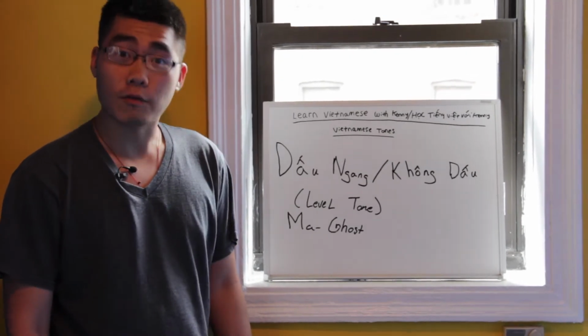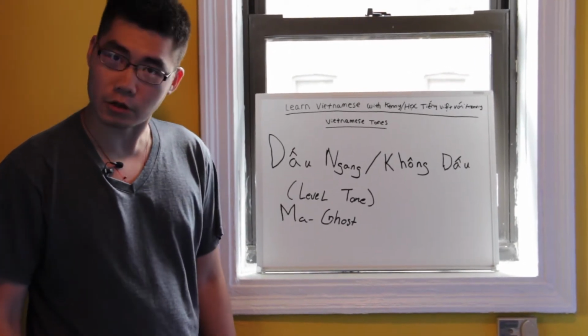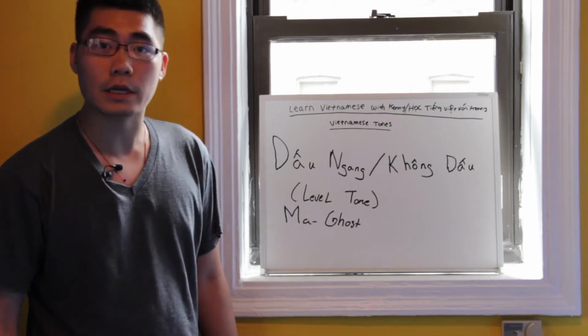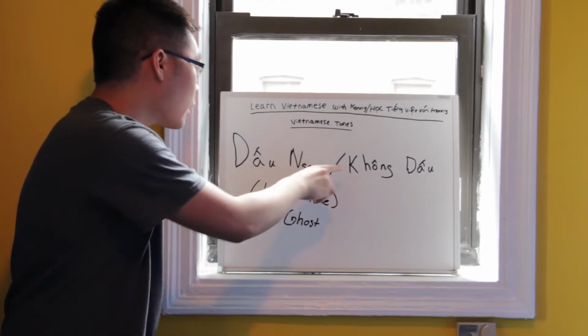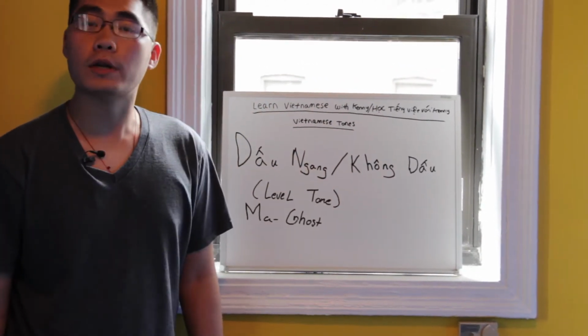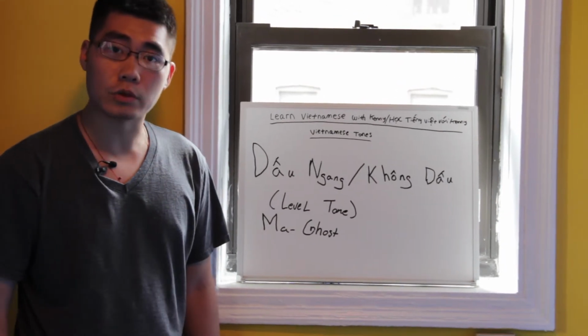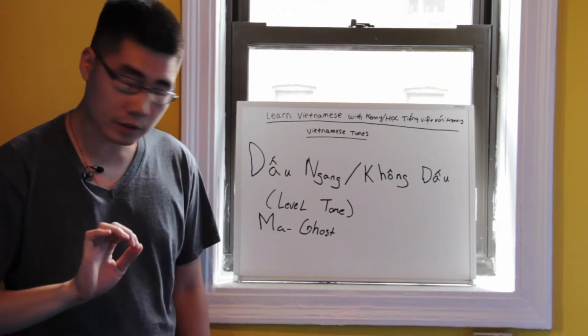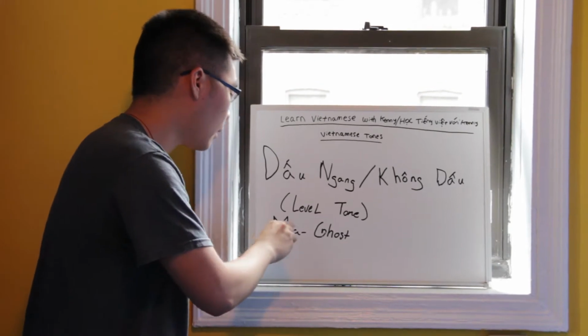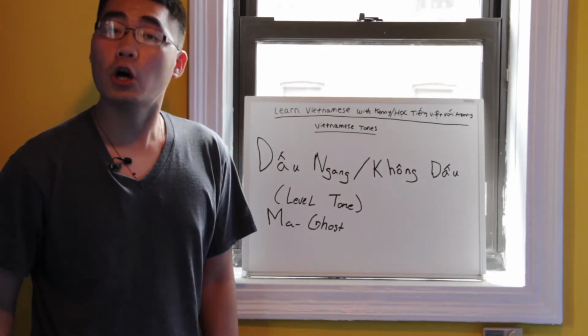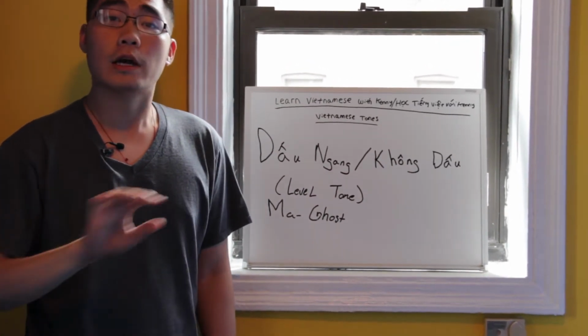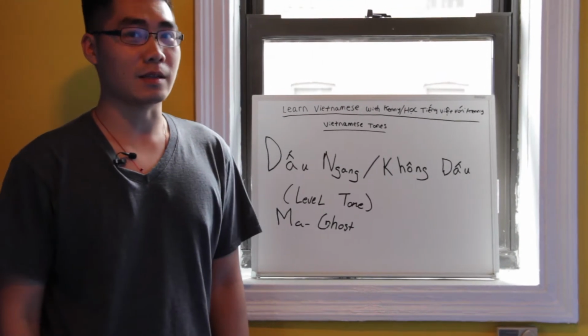Let's begin. The first tone is called the level tone in English. In Vietnamese, they call it dấu ngang. In order to pronounce this tone, one must be able to keep their voice flat. For example, ma, which means ghost. As long as you keep your voice in a flat pitch, you pronounce it excellently.